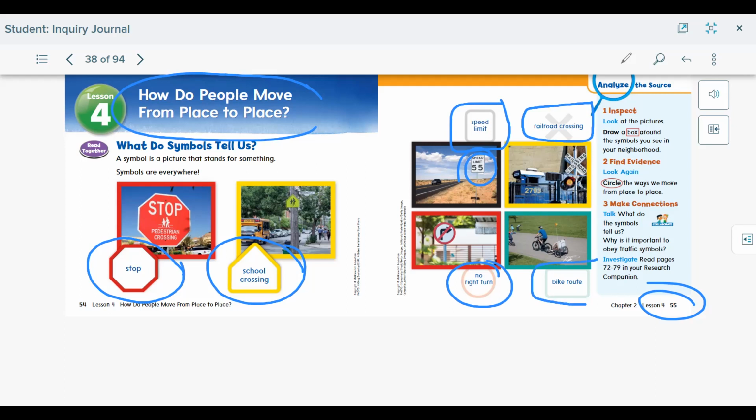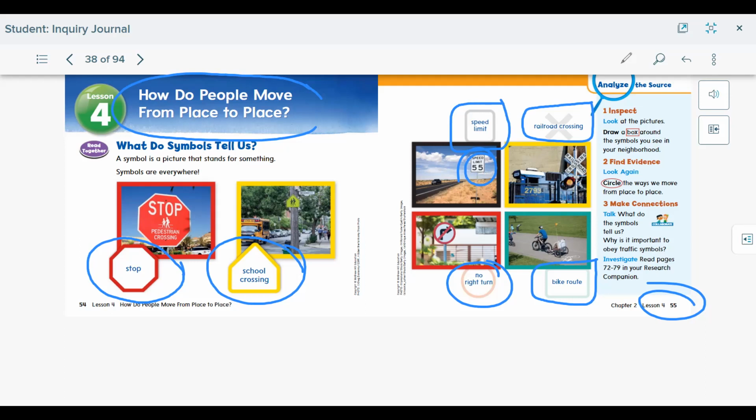And the last one right here is telling us that there's a bike route, that there are bikers riding their bicycles and we need to be careful. And that is their area that they can ride their bicycle in. So circle the ways that we move from place to place. First you're going to draw a box around the symbols that you see in your neighborhood. If you recognize any of these symbols, draw a box around them. And then you're going to circle the ways we move from place to place.